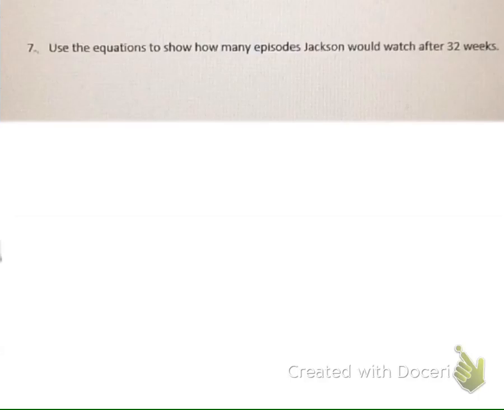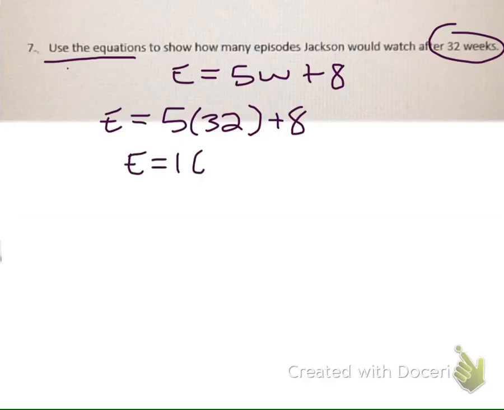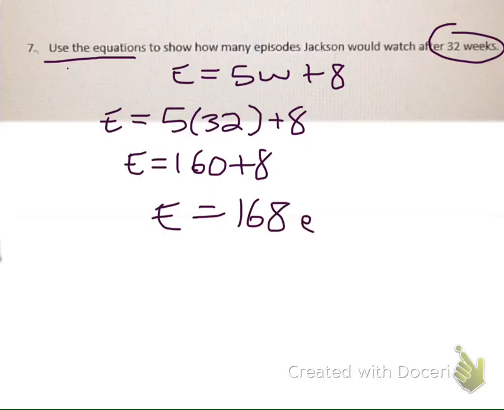Okay, number 7 says, use the equation to find how many episodes Jackson will watch after 32 weeks. So I always like to rewrite my equation so I know what I'm looking at. And I realized that they gave me weeks, which would go in the W spot. So I take out the W and put in 32. Okay, then I solve. 5 times 32 is 160. 160 plus 8 equals 168. So in 32 weeks, he would watch 168 episodes.